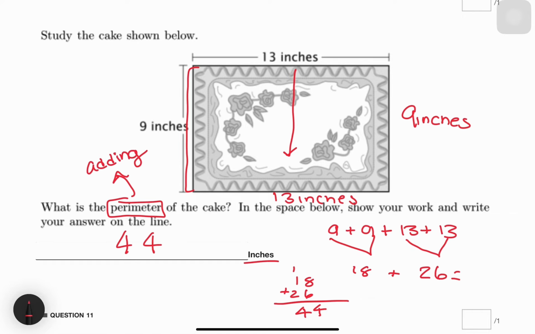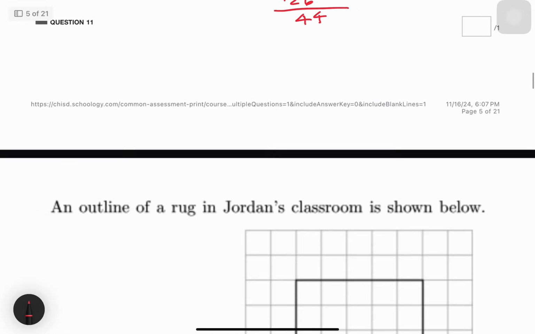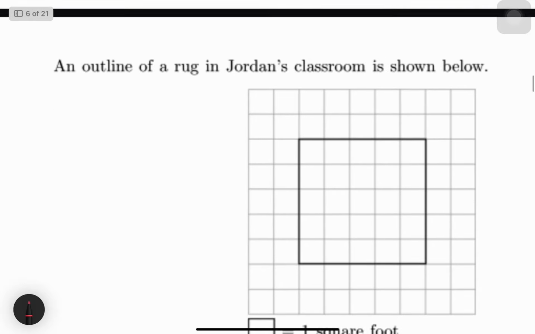All right, moving on to question number 11 here.